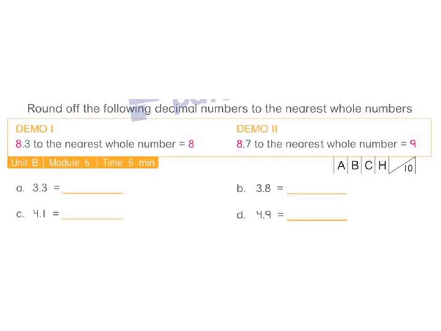Here we have to round off the decimal to the nearest whole numbers. Demo number 1, 8.3, 3 is less than 5, so it will be rounded off to 8. In the demo number 2, 8.7, 7 is larger than 5, so it will be rounded off to the next whole number. What is the next whole number after 8? It is 9, so it will be rounded off to 9.